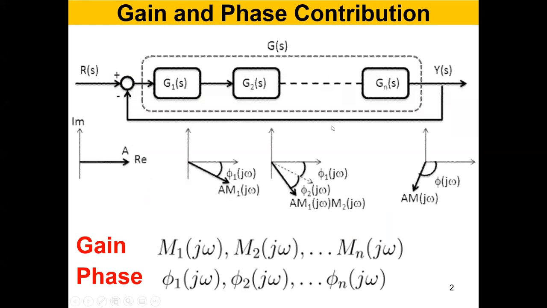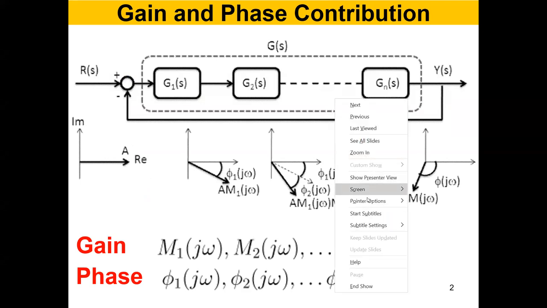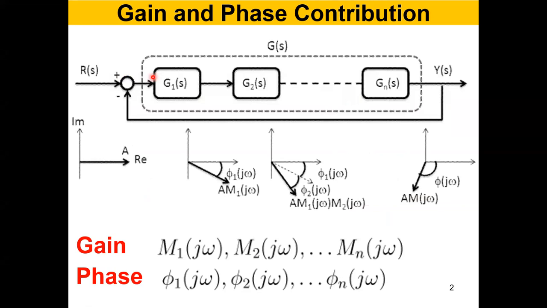You have the summing point, you have the reference, you have the response, and you get the error signal, which goes to one block here, G1. And after that, it goes to another block, G2, another one, G3, up to GN, and gives out the response to you. Okay. Now, if you look at individual blocks here, right?